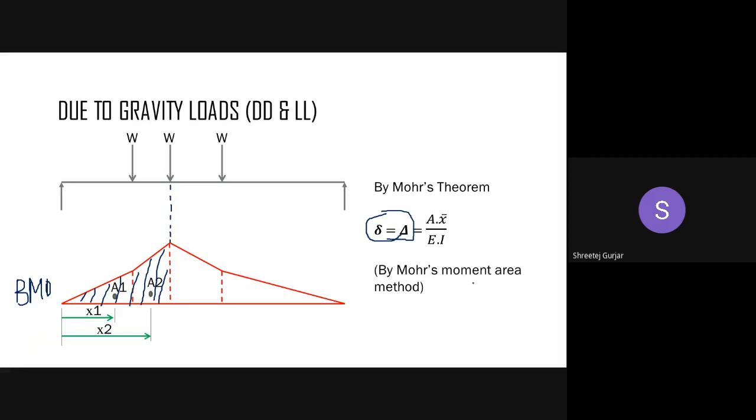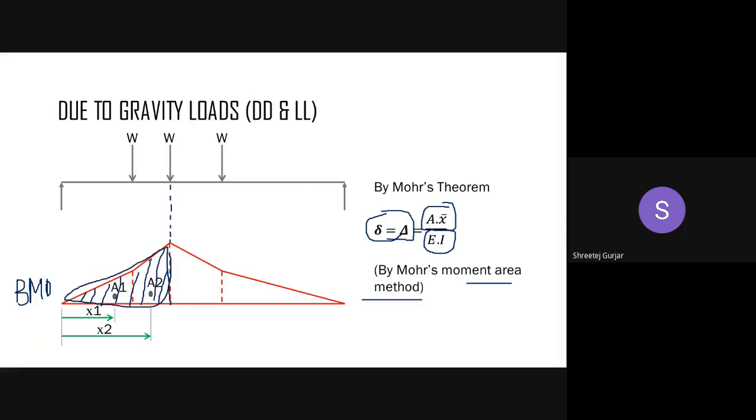So what does the moment area method say? It says area into perpendicular distance x bar from a support, divided by EI, will give you your delta. Now we are concerned with this maximum delta which is occurring at the center. So I have to calculate the area from the support up to the concerned point. This shaded area we need to calculate now.